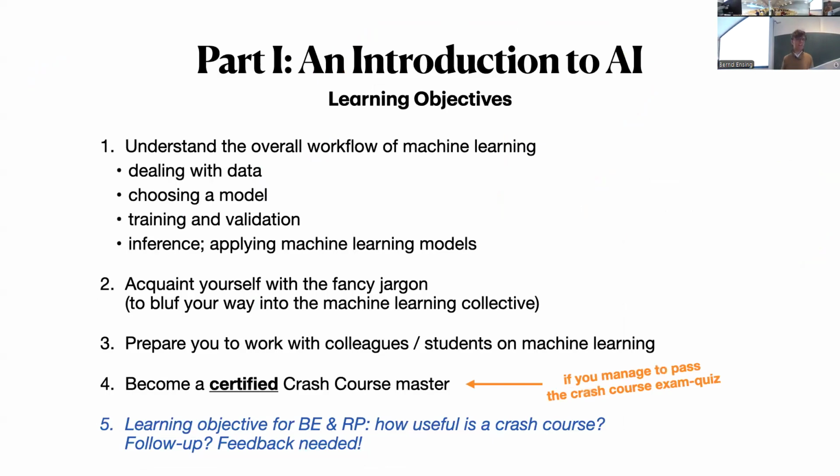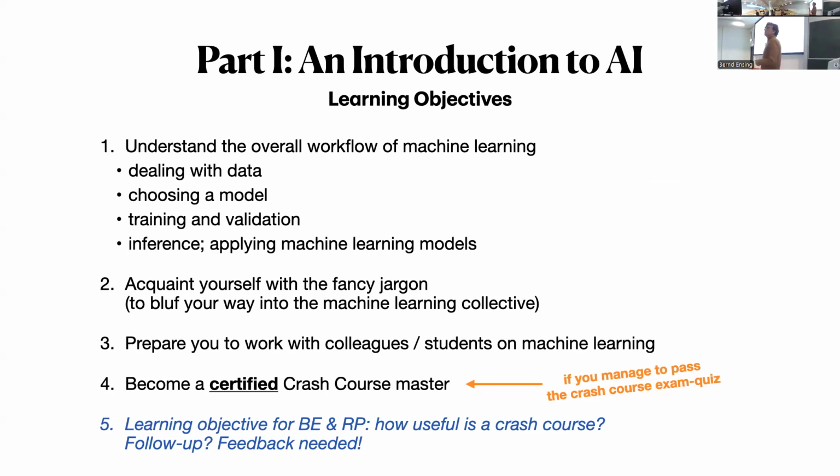You're only allowed to put this on your CV if you do well. So better pay attention. So the plan is we actually have some learning objectives, and I'm going to try to explain the overall workflow of machine learning. So that's one of the objectives. So how do you deal with data? How do you choose the model? I'll discuss 2 possible machine learning models that I use a lot, one of them being neural networks. Then how do you train them and how do you validate them? And then the inference part is done by Robert. How do you apply these machine learning models?